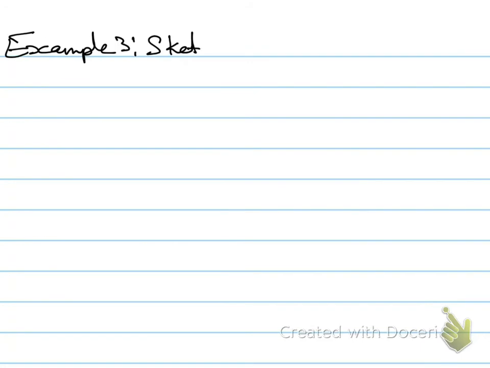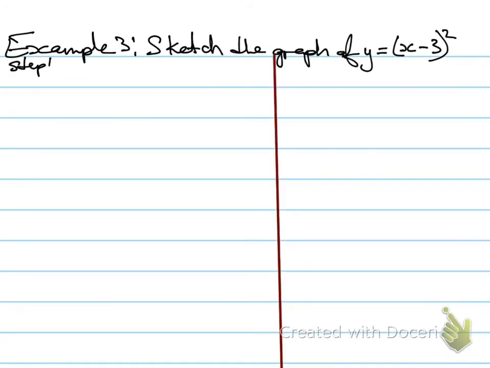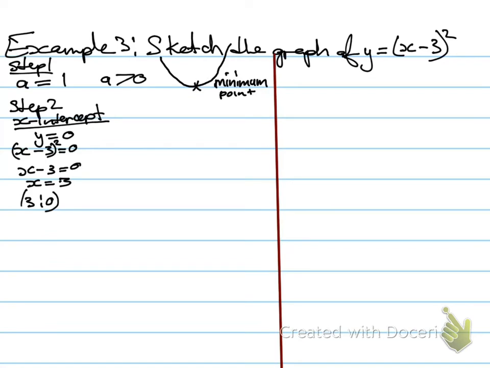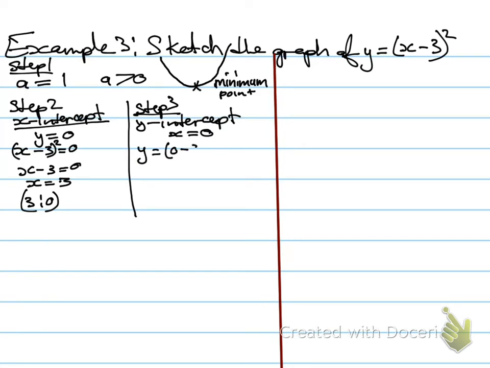Example number 3: sketch the graph of y equals (x minus 3) squared. Our a is greater than 0, it's 1, so there is going to be a minimum point. Step 2, the x-intercept, y equals 0. We solve for x, our x is equal to 3, so the intercept is 3 and 0. And then step 3, our y-intercept, x equals 0, our y will be equal to 9.